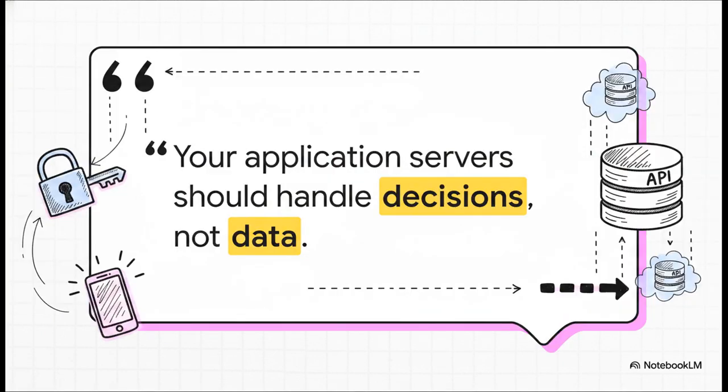This all boils down to a totally crucial engineering mantra. Your application servers should handle decisions, not data. By giving the client this secure cryptographic permission slip, we make absolutely sure the heavy bytes travel the shortest possible path to durable storage. And that keeps our API servers incredibly lightweight, fast, and most importantly, cheap to run.